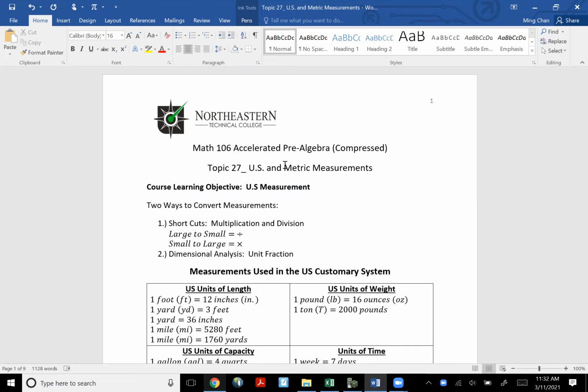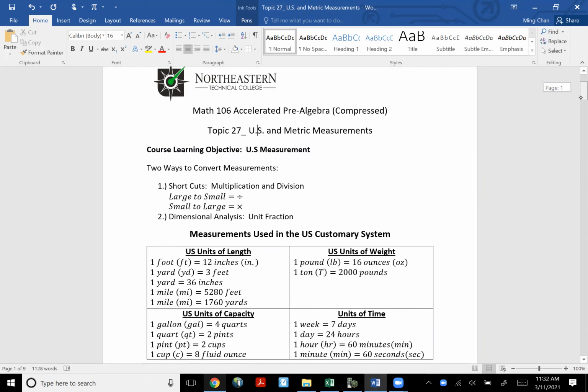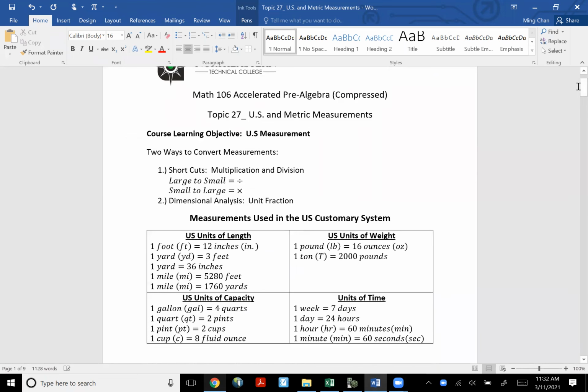One of the tricks to understanding measurement is to get familiar with the relationships between all the measurements. Here for the U.S. customary system, most of us know about feet, yards, miles, inches. For capacity we have gallon, quart, pints, cups. And for weight we have ton and pound. So most of us are familiar with these.